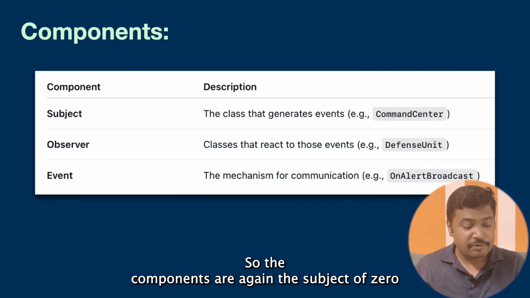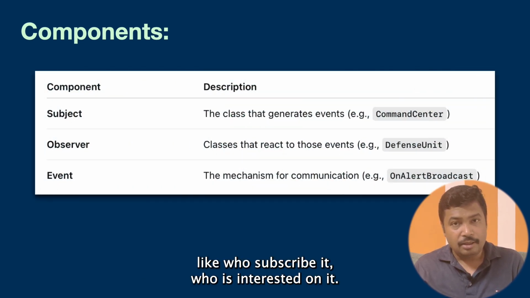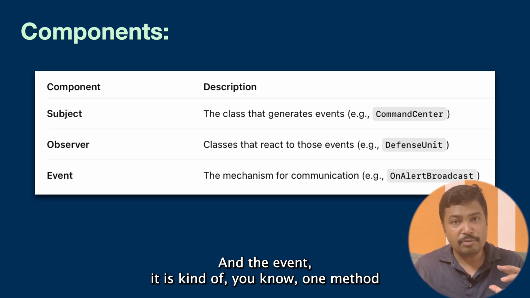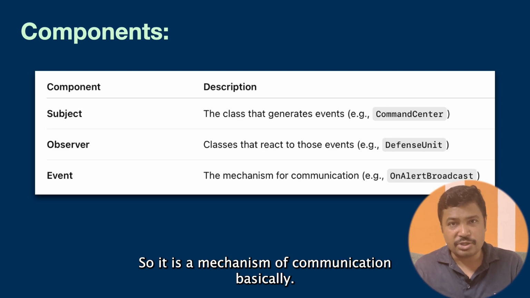So we'll see what the components of it are. The components are again the subject, observer and event. Subject is again the source. Observer, like we have seen, is whoever subscribed, who is interested in it. And the event is kind of one method which consists of what information is there. So it's a mechanism of communication basically.